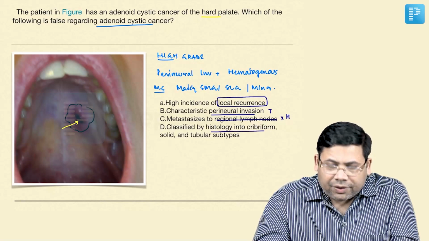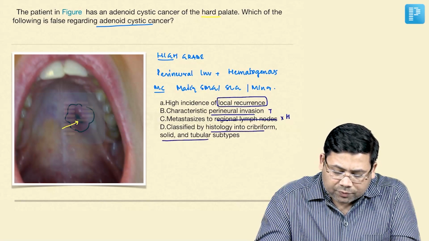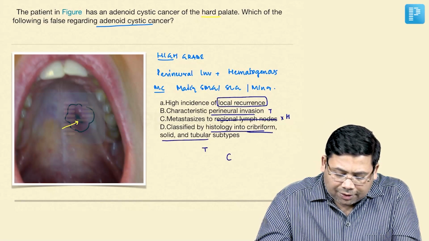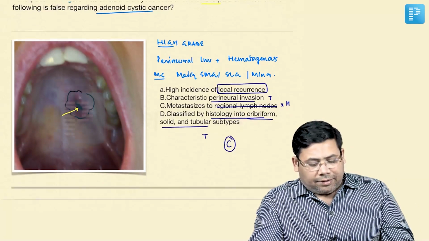So yes, it has three types. We have cribriform type, solid type, and tubular type. So this is clear that option number C is incorrect here.